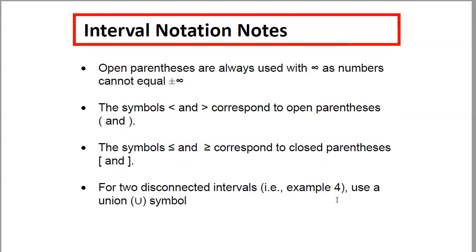For interval notation, open parentheses are used with infinity, as you can never actually get to plus or minus infinity. And the symbols less than and greater than correspond to open parentheses, those round parentheses, and the symbols less than or equal to and greater than or equal to correspond to closed parentheses, those square brackets. And for two disconnected intervals, as we saw in example 4, we use a union symbol.